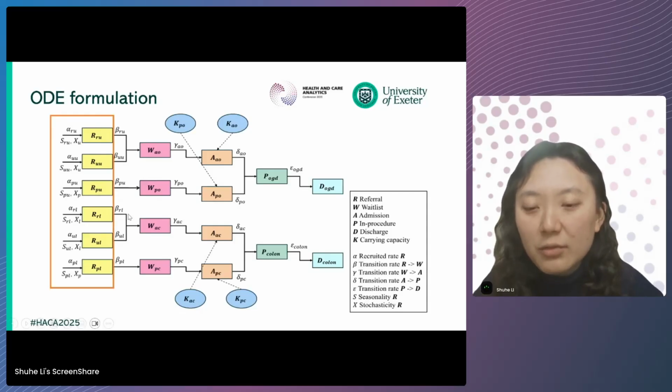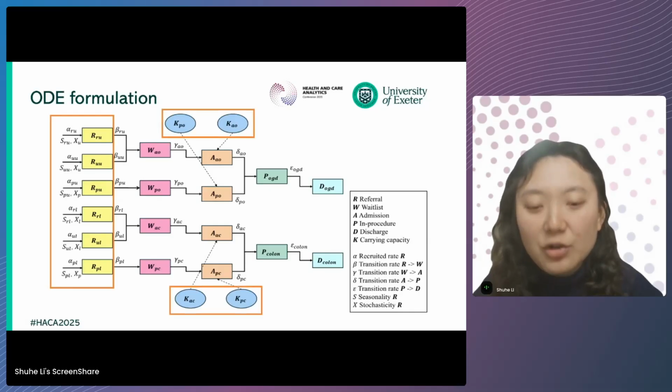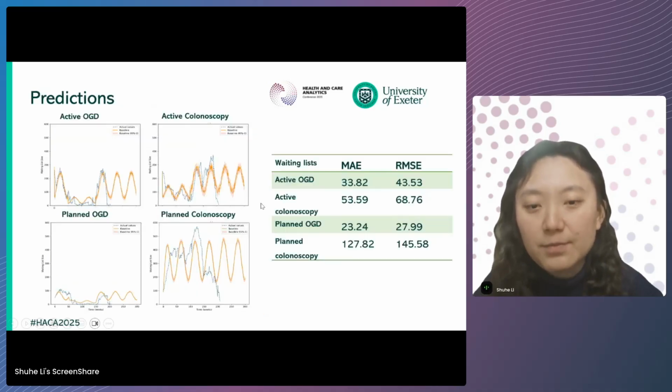To simulate the realistic fluctuations in the patient referrals, we introduced a seasonality and a stochastic variable, representing both the periodic and the unpredictable fluctuations as our input. We also introduced a carrying capacity constraint on the admission rates to reflect capacity limitations, such as theater rooms, personnel, and equipment. We could use this term to cap the admission rates from the wait list to the active procedures upon reaching the maximum capacity.